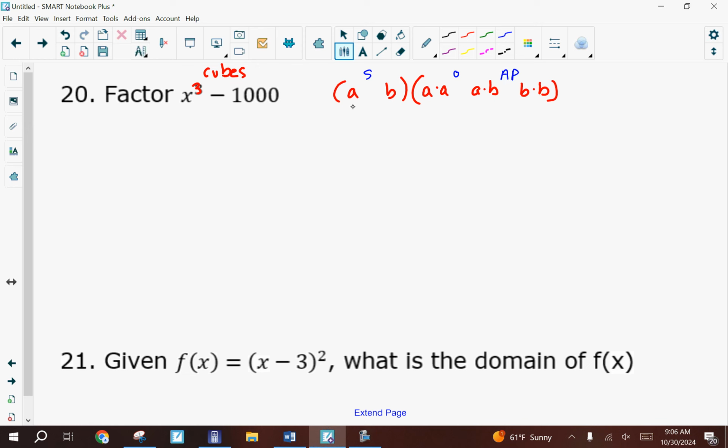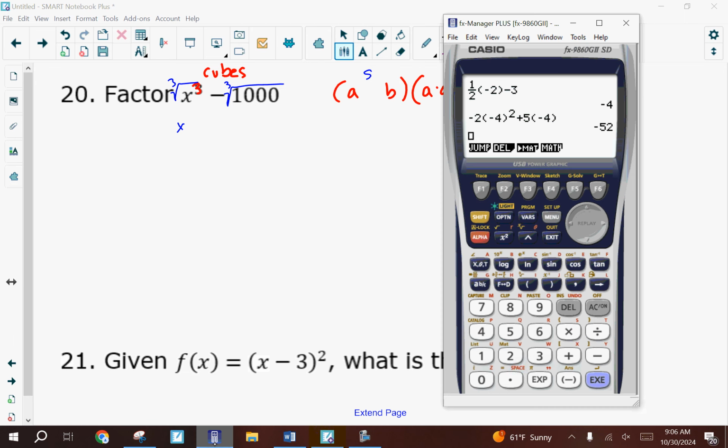So to come up with the first two terms, we have to cube root this. So I'm going to cube root this, and that's going to give me the x. I'm going to cube root this. So in the calculator, the cube root is shift, and then to the right of the x squared button. That'll allow us to put the little 3 up there. And I want to put in the 1000.